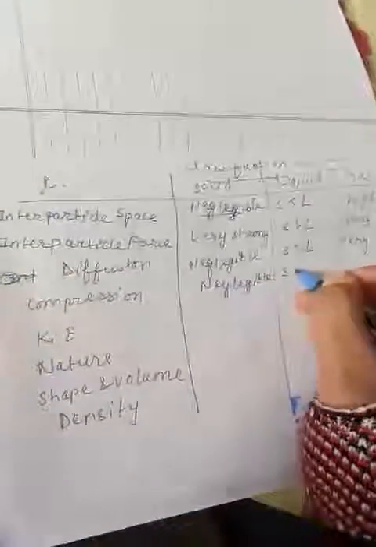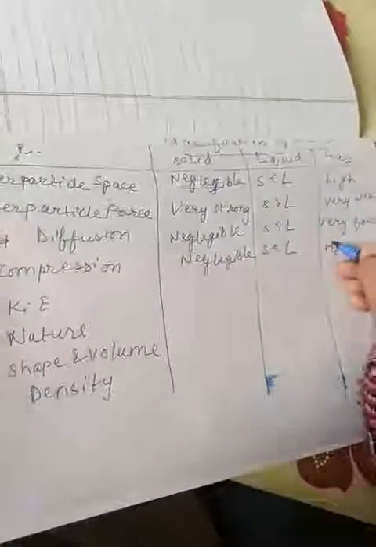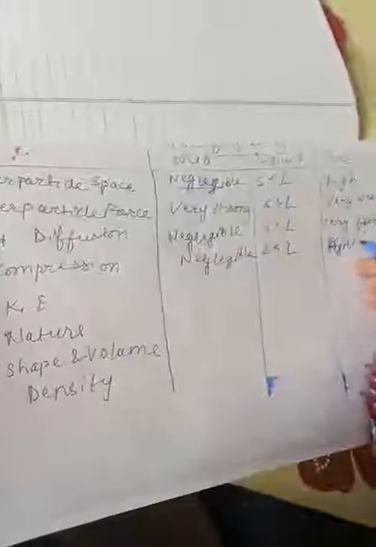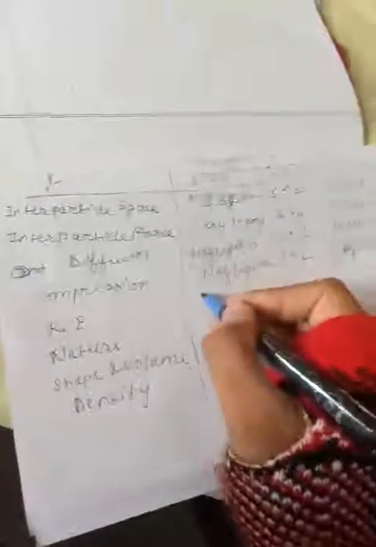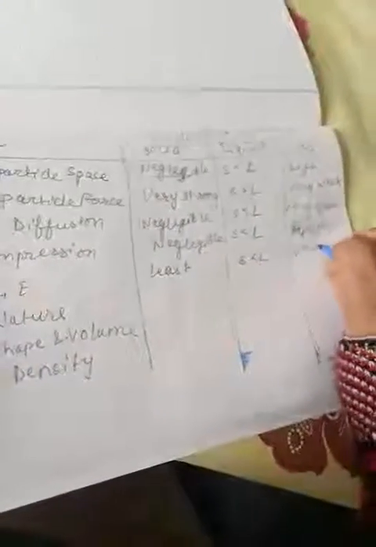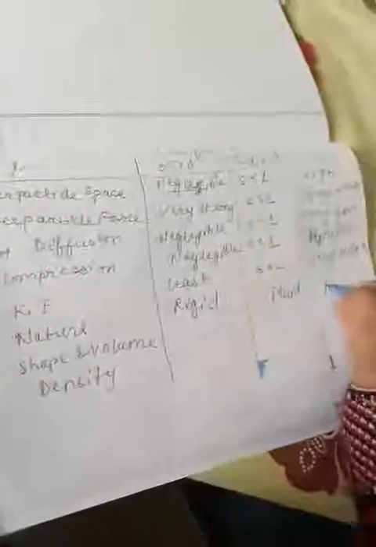Compressibility is again negligible in solids. Liquids are more compressible than solids. Gases are highly compressible. Kinetic energy is least in solids. Kinetic energy of liquids is more than solids. Gases have very high kinetic energy. Nature: solids are rigid, liquids are fluid, and gas is also fluid.